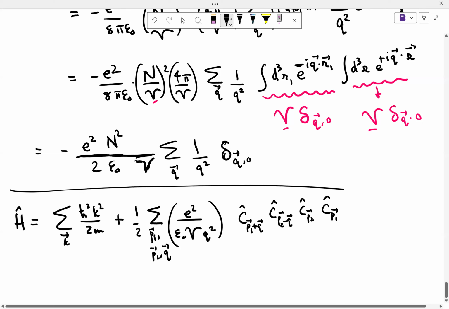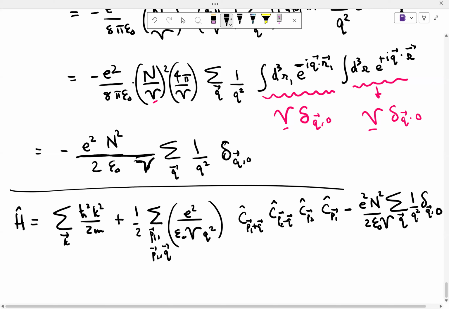So these are spin particles. So let me introduce the spins here. And first of all, let me write this extra term: minus e square N square over 2 epsilon naught V, sum over Q, 1 over Q square, delta Q0. So this is also a divergent term at Q equals 0. So this just has one value of Q, that is Q equals 0, but it's with a minus sign. So that's going to help us.